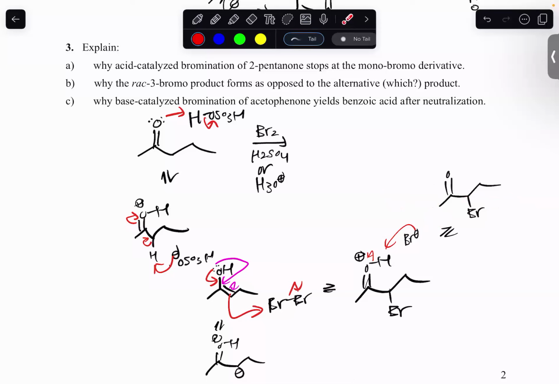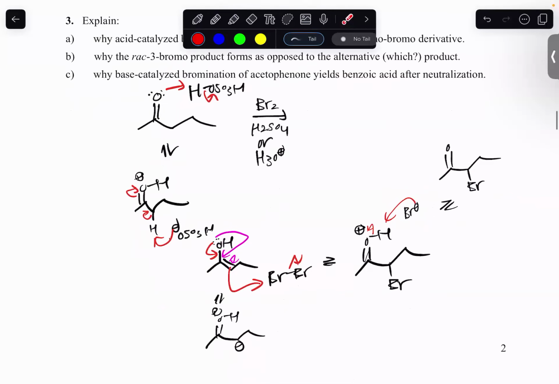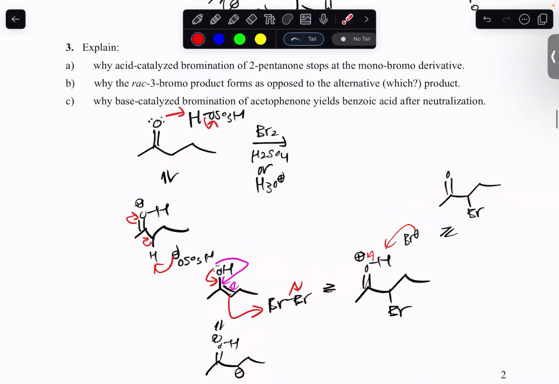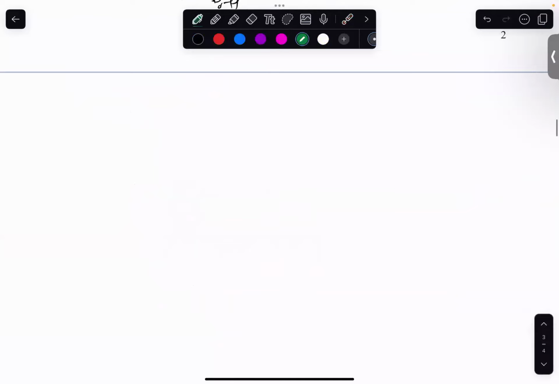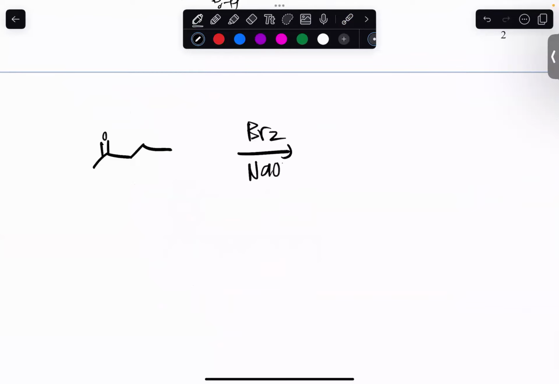Should we draw this again, but base catalyzed? Yeah, let's do it again, but base catalyzed, and then I'll show you why base catalyzed gives poly bromination if we do it multiple times. Say we do Br2, NaOH. In this case, we don't have any acids. This NaOH is just going to straight deprotonate that alpha carbon and create that enolate ion right there.